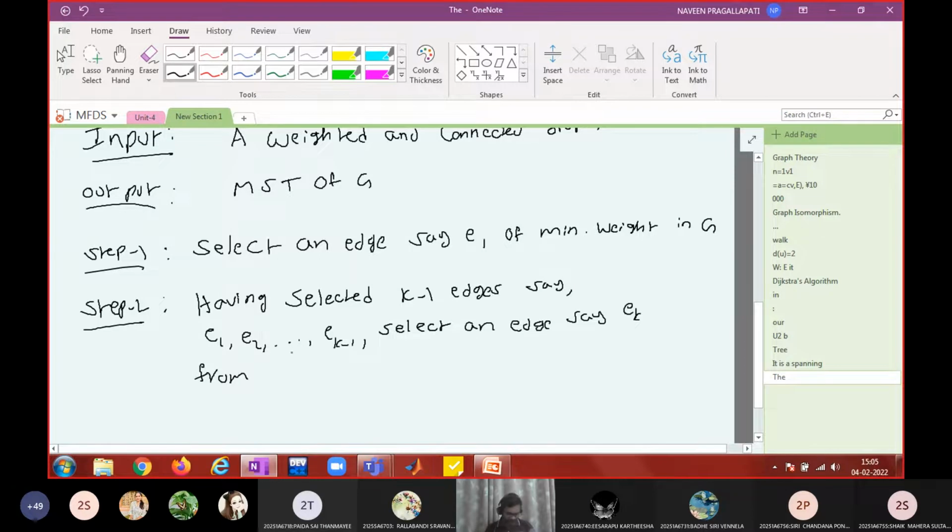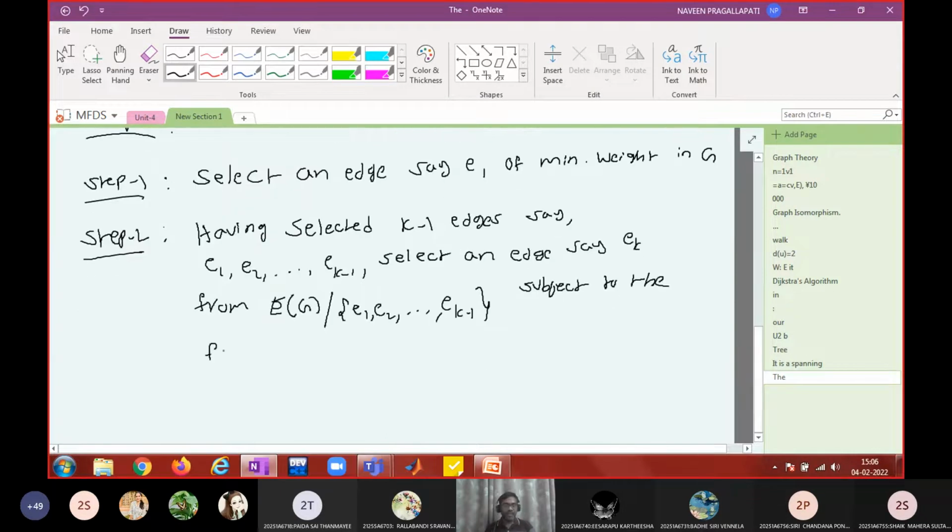From the remaining edges means what? The edge set E of G minus E1, E2, and so on, Ek minus 1, from the remaining edges, subject to the following conditions. So what are the conditions?